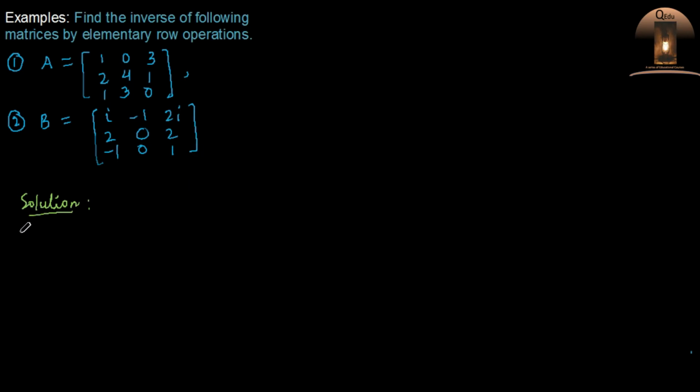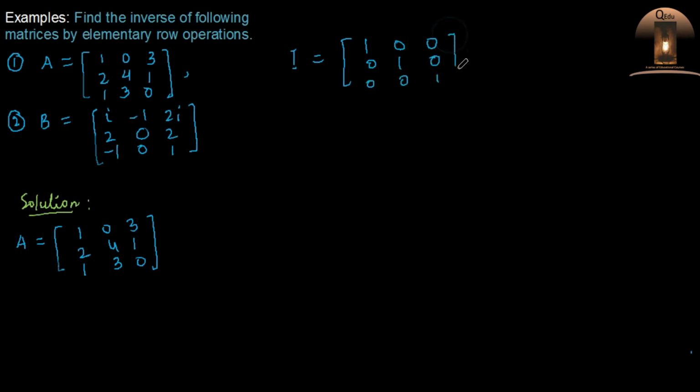So let us start with the first matrix A to find its inverse. This is the given matrix A having the elements 1, 0, 3, and then 2, 4, 1, 1, 3, 0. Now notice that this matrix is of order 3, so there will be an identity matrix of order 3, which I am writing here. This means that we have to transform the matrix A into the identity matrix by applying elementary row operations. So this is our format: we have to change this matrix A into this identity matrix.